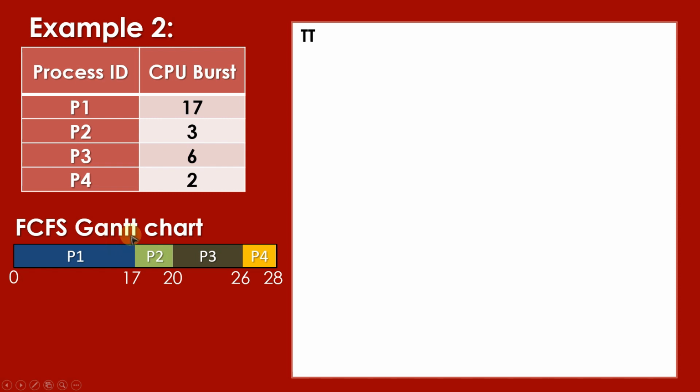Now, let's try to compute for the turnaround time. Lagay lang natin yung equation, baka nakalimutan nyo. So, in computing turnaround time, we have the time finish minus arrival time. So, for P1, we have 17 minus 0. Okay, so at time 17, tapos na si P1. Yun po yung nakalagay doon na time finish. And the arrival time is 0.